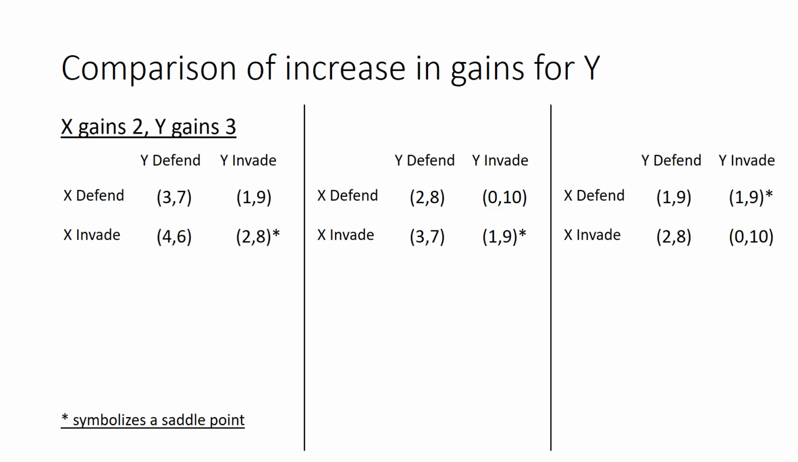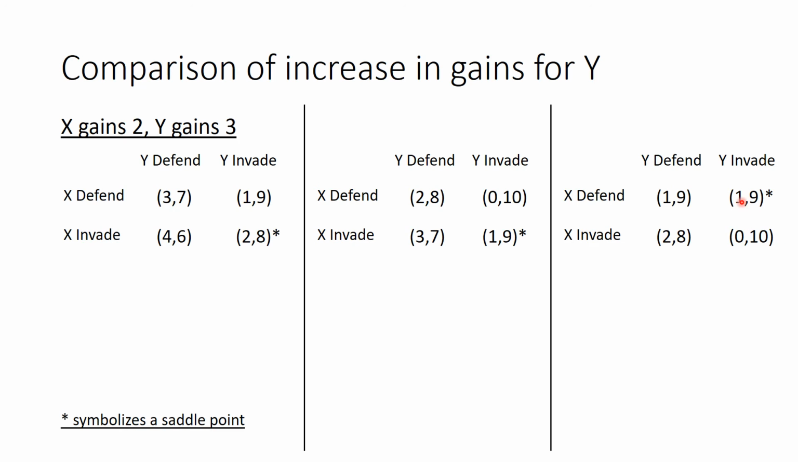Now that we've seen an example and what the formula entails, let's look at 3 starting positions with a certain set of gains for X and Y. So under the set gains of X gaining 2, Y gaining 3, the starting position of 3, 7 provides an invade, invade saddle point. Under the starting position of 2, 8, we have another invade, invade saddle point. But under the starting position of 1, 9, we actually moved that saddle point from invade, invade to defend, invade.